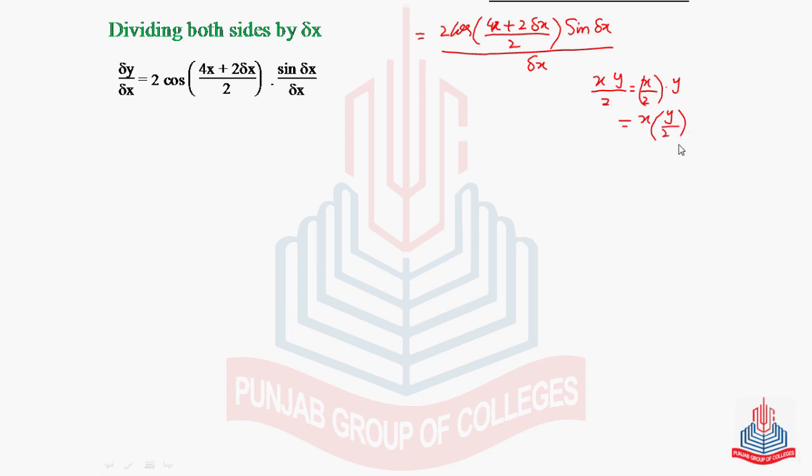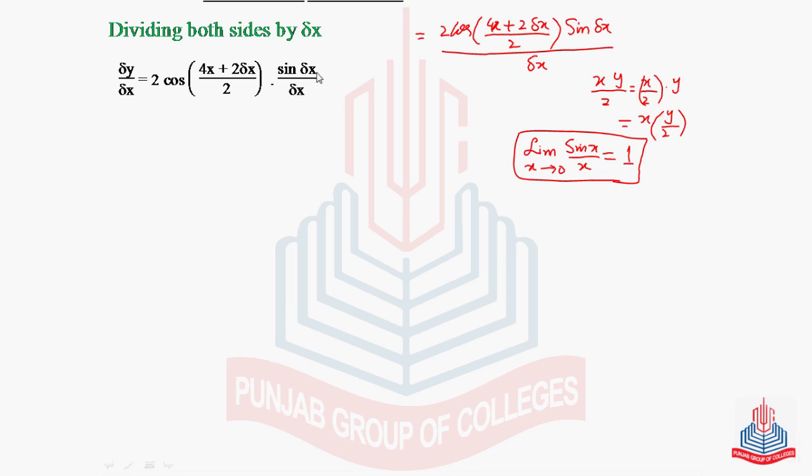So we can divide this delta x either from cos(4x plus 2 delta x) over 2 or sin delta x. But we divide this delta x to sin delta x over delta x, so that we get our basic formula of limiting theorem, which we discussed in chapter 1, that limit x approaches 0, sin x divided by x is equal to 1. So to complete this formula, we divide delta x to this sin delta x.